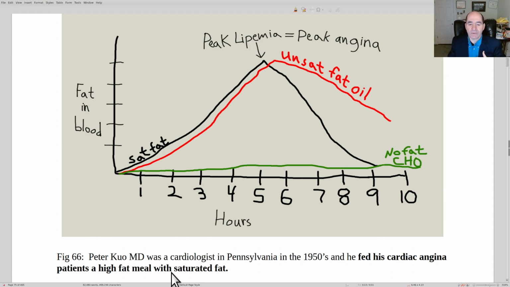And there was no internal review board to watch his studies back in those days. You wouldn't be allowed to do this nowadays. And he would check the patient's blood lipids every 30 minutes, draw blood on them.